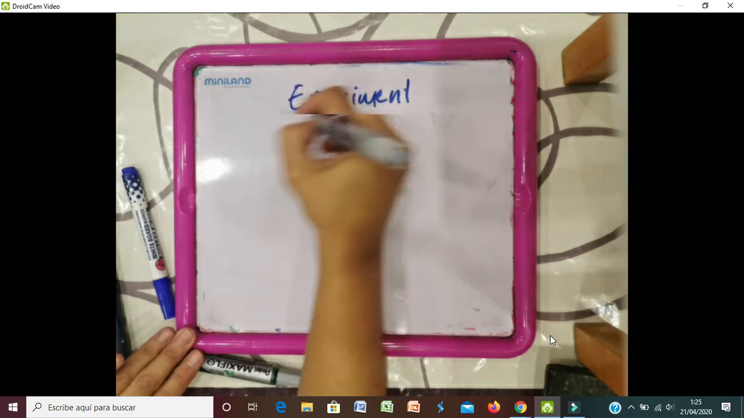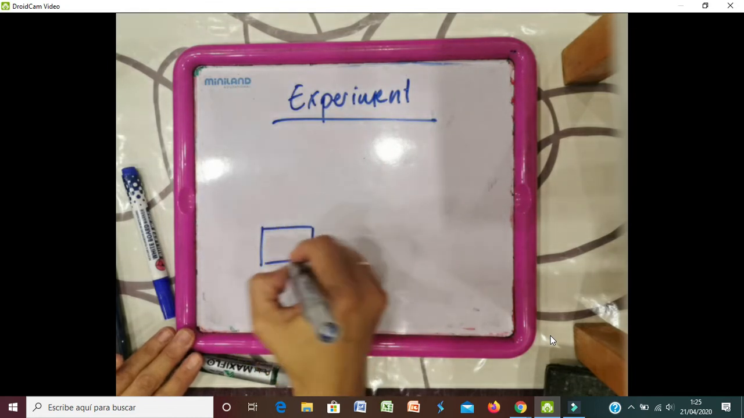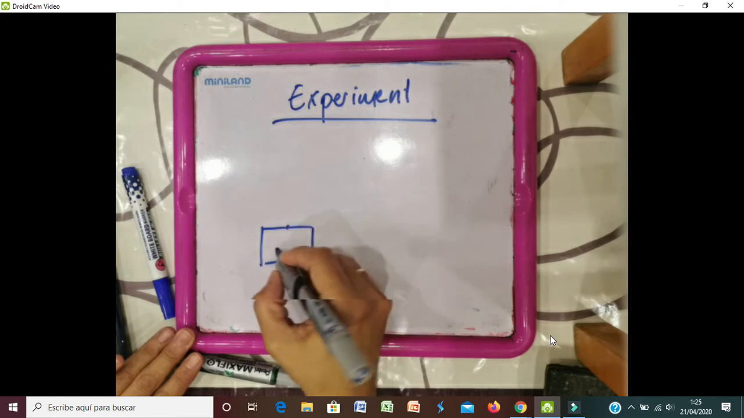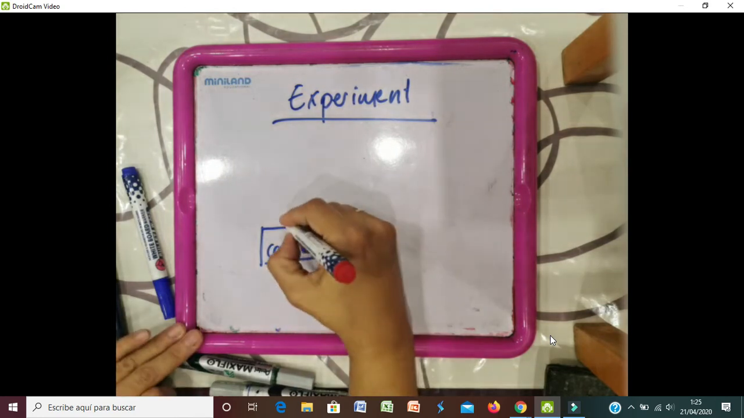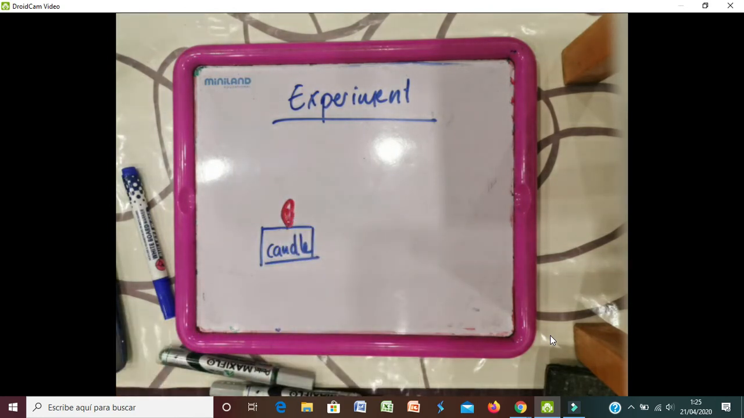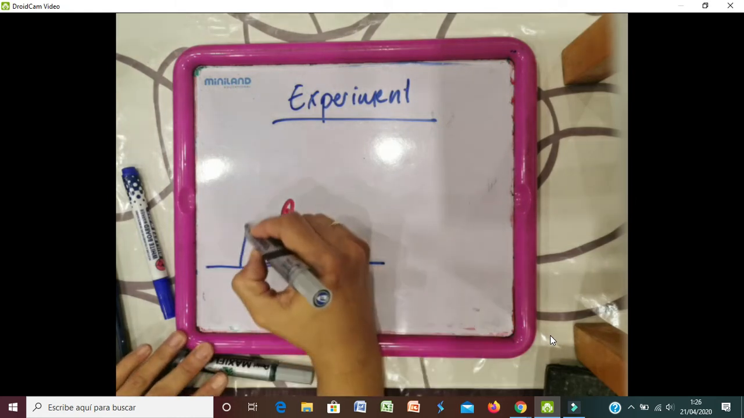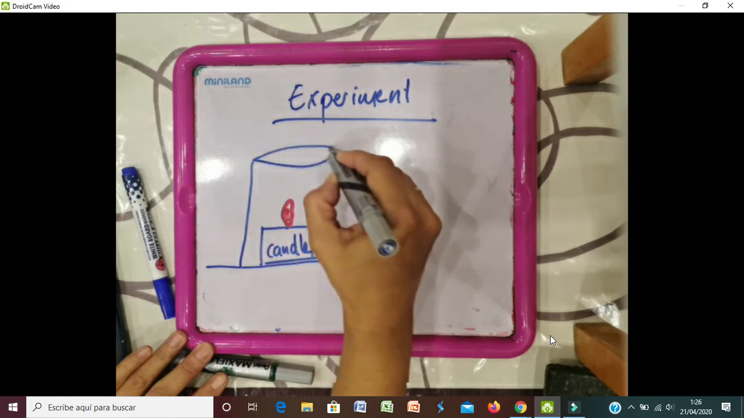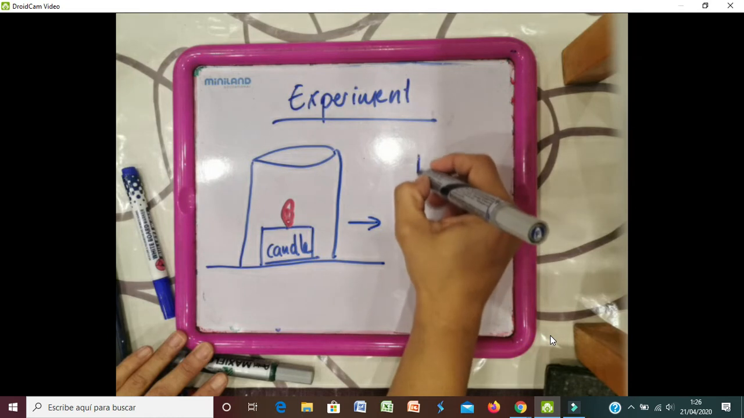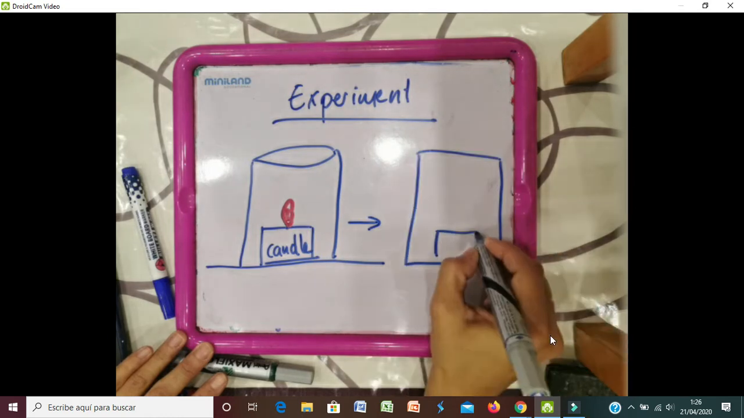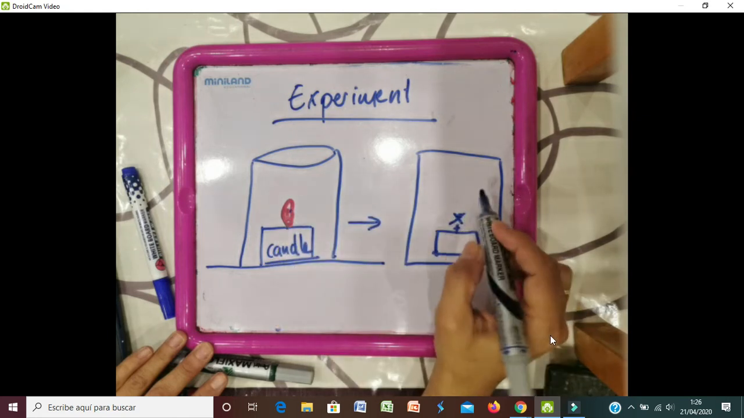The experiment on exercise 4 was that we have a candle, una vela, with a flame already. A candle with a flame. And then we will have a glass. What happened when we put a glass over the candle? What is going to happen is that the flame will disappear little by little.